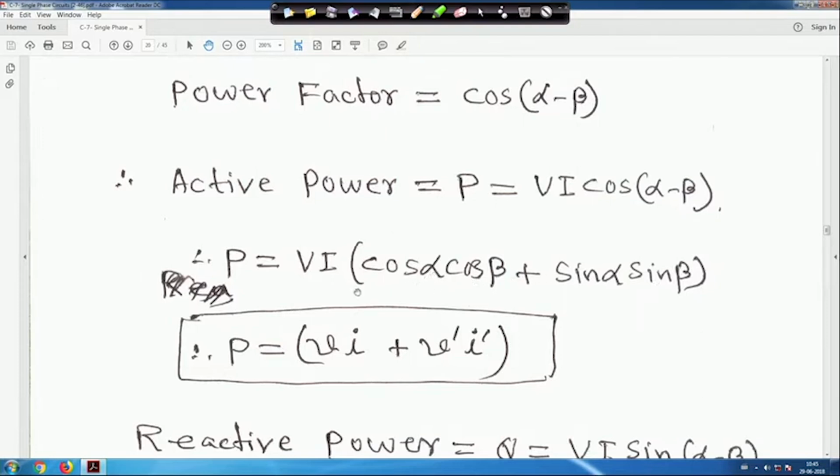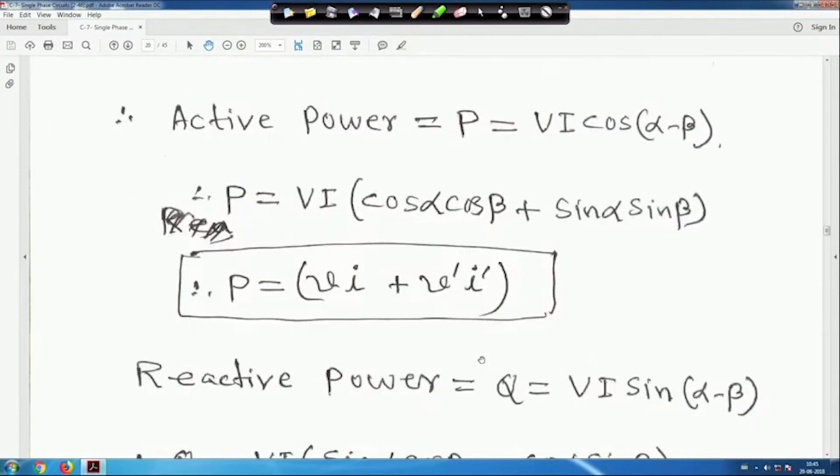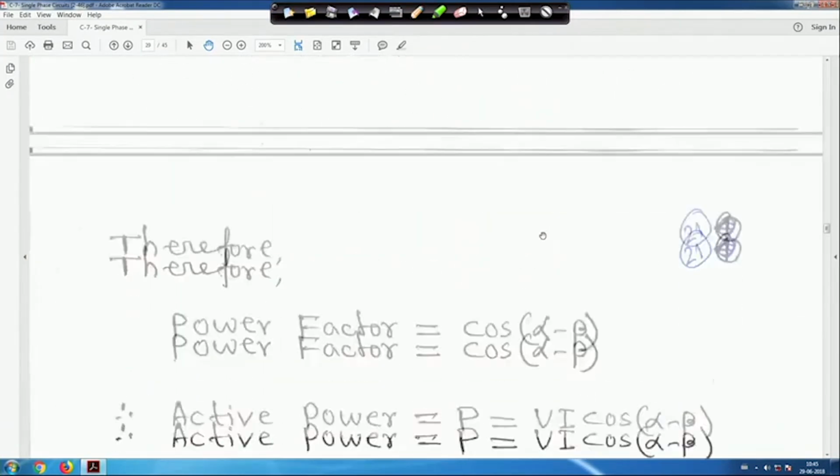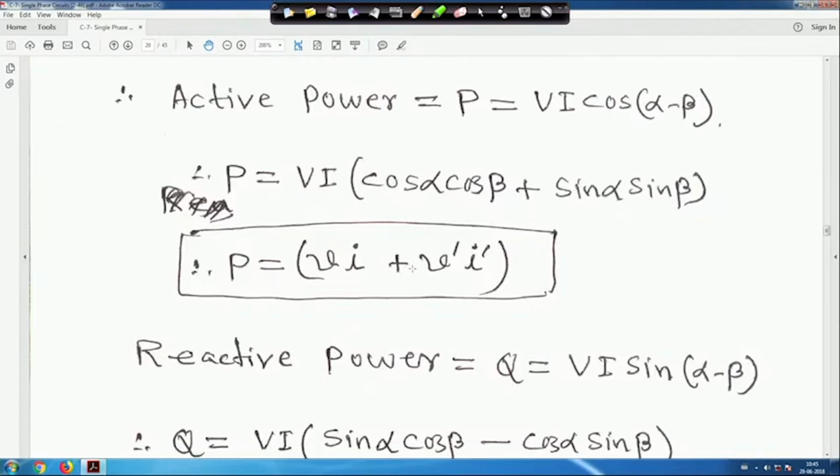So, V cos alpha, if you multiply by V I, V cos alpha is equal to small v, and I cos beta is I. Because we have taken the vertical and horizontal projections in the phasor diagram, V sin alpha is equal to V dash, and I sin beta is equal to I dash. That means P is equal to V into I plus V dash into I dash. So, this is our real power, active power.